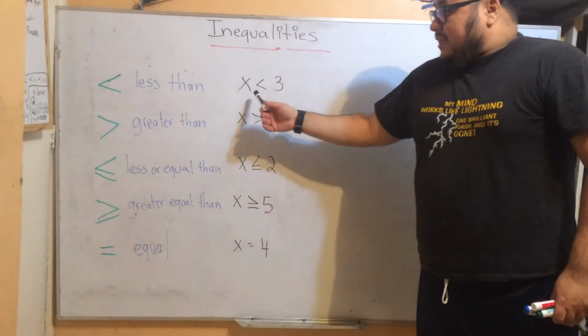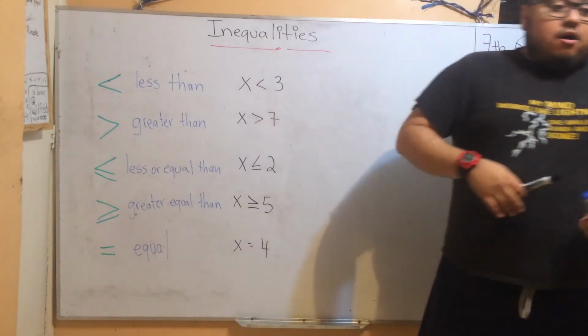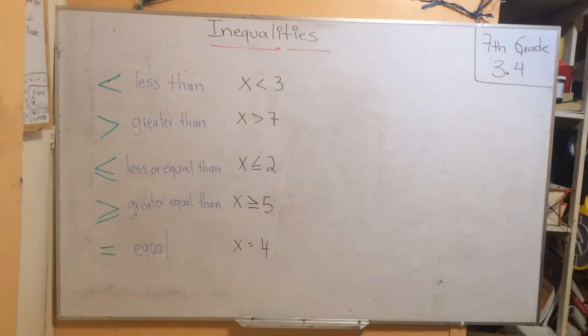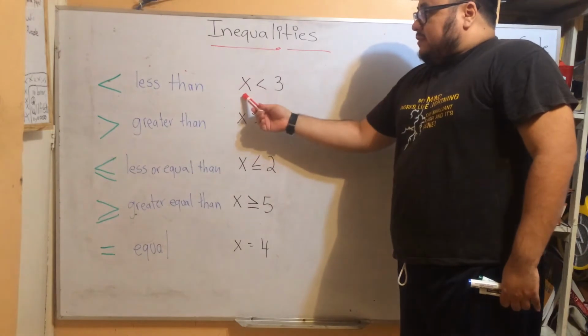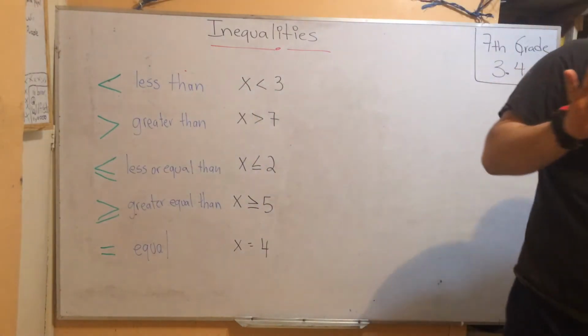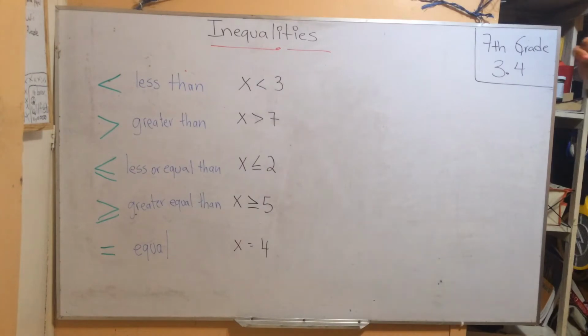So the values of x here are limitless, because we can have a whole bunch of numbers that are less than 3. We have 2, 1, 0, minus 1, minus 2, minus 3, minus 4, and so on. We have all the negative numbers. We have a lot of fractions between 3 and 0 that are less than 3. When we have this symbol, the value of x is going to be less than 3, not equal, less. So any value that we place for x is going to be less than 3.